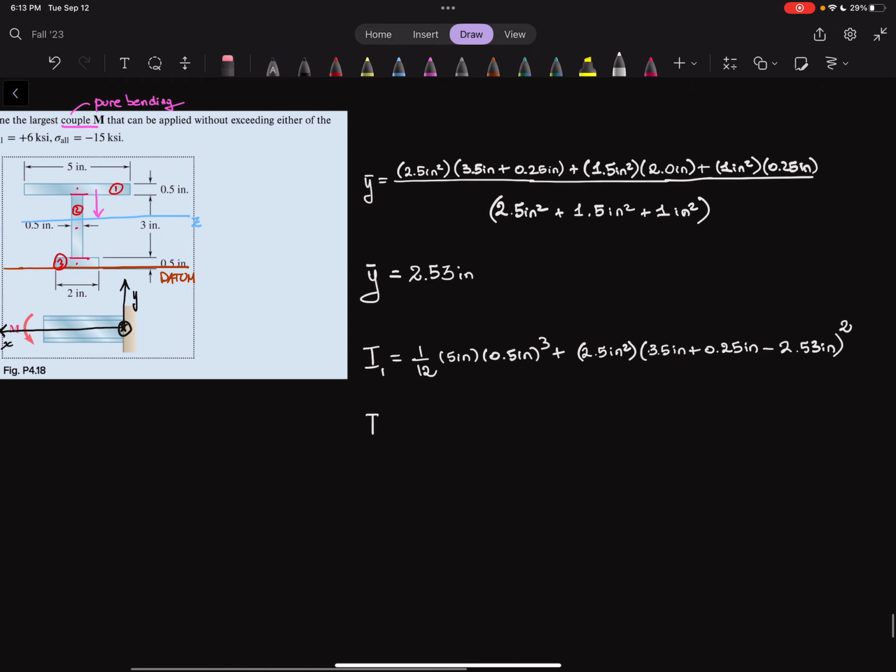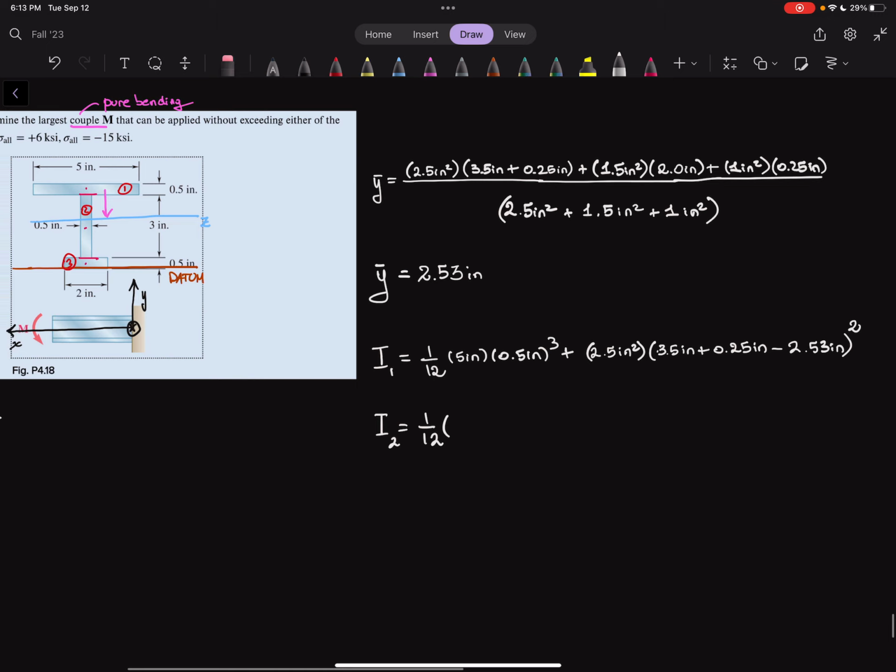Now let's do the same for the second shape. So that's going to be 1/12 from the centroid. The base is going to be 0.5 inches. The height is going to be 3 inches cubed plus total area 1.5 inches squared. And we're going to multiply that by, now we want to find a different distance. Now we want to kind of find this small distance right here. So how are we going to do that?